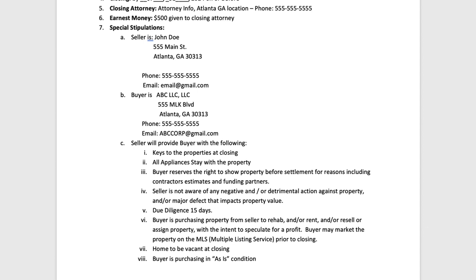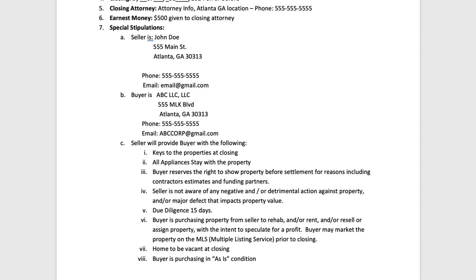Number 3, you're going to put buyer reserves the right to show the property before settlement for reasons including contractors' estimates and funding partners. The seller has to give you access to the property during the due diligence before closing, because you may want to add a partner to the property. He may want to see it. You may want to bring contractors there to get a bid on how much the work is going to be. So I always put that stipulation in.